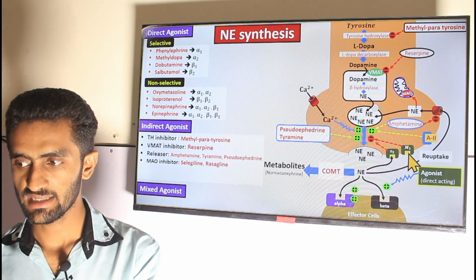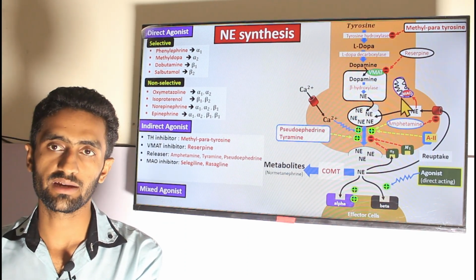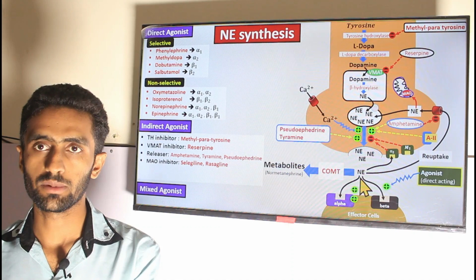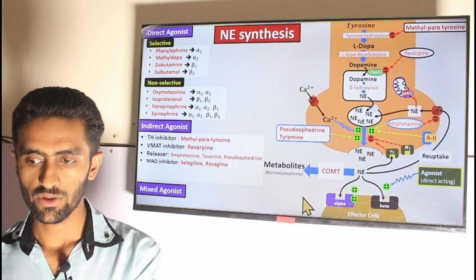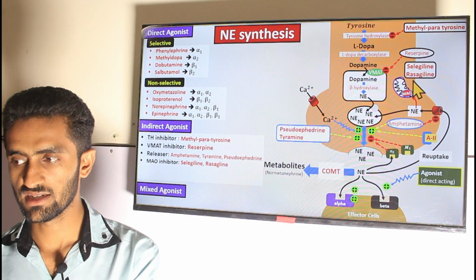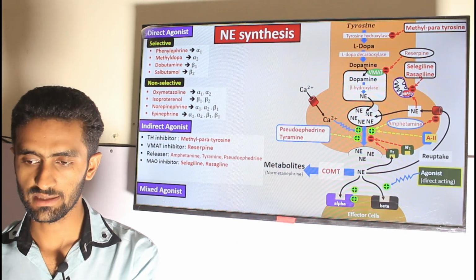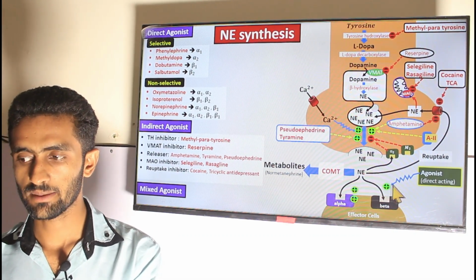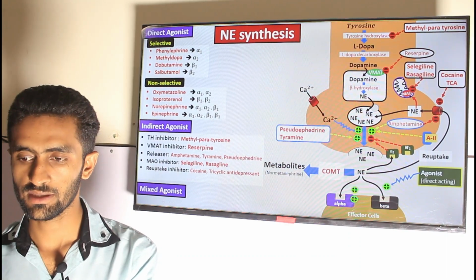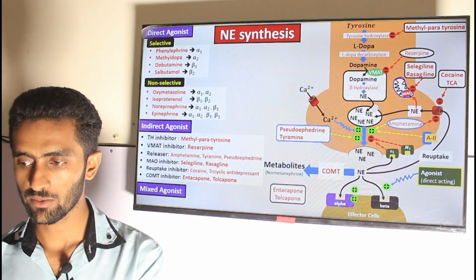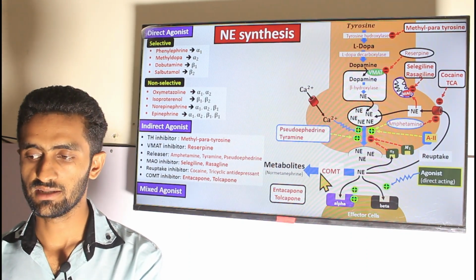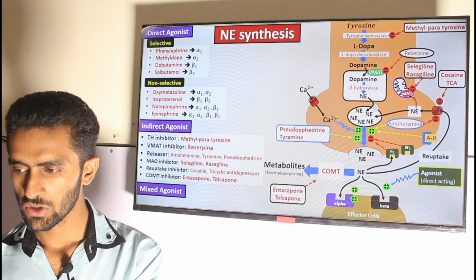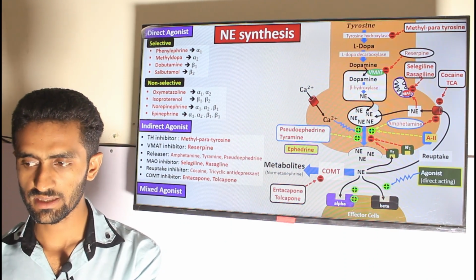MAO, monoamine oxidase inhibitors, they are inhibiting this, so they do not allow the destruction of the norepinephrine. More and more norepinephrine goes to the storage, and more will be available at this site. Okay. So selegiline and reserpine, they inhibit the monoamine oxidase. Reuptake inhibitors inhibit the reuptake here, so they don't allow the reuptake, and norepinephrine is available at the receptor site. Okay, and COMT inhibitors, entacapone, they prevent the destruction of norepinephrine, so norepinephrine will be available here.